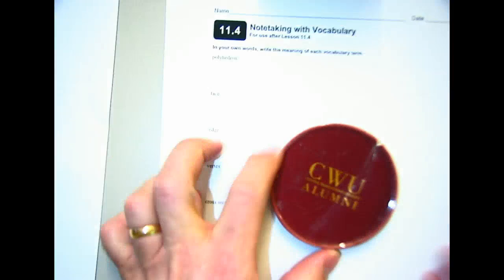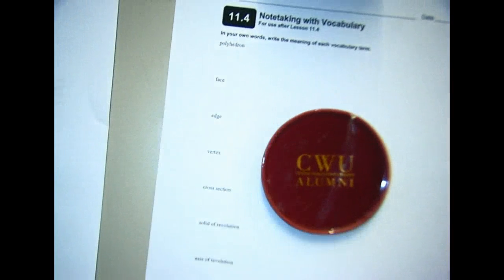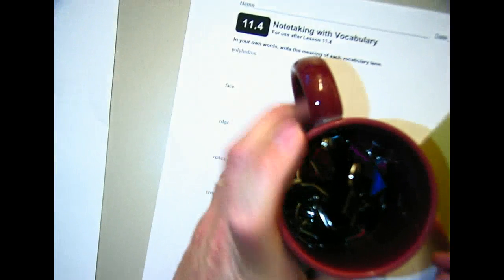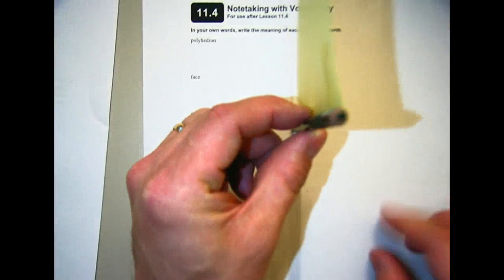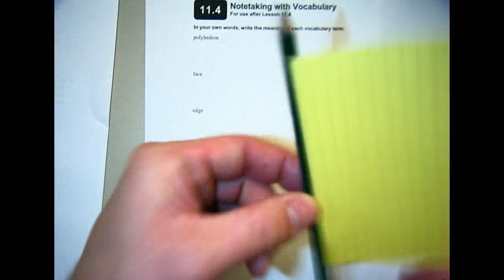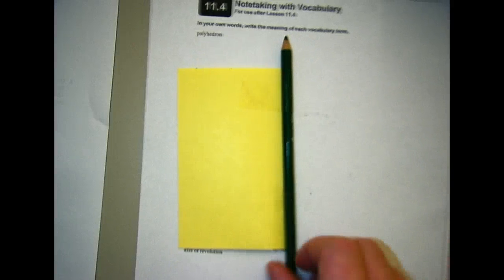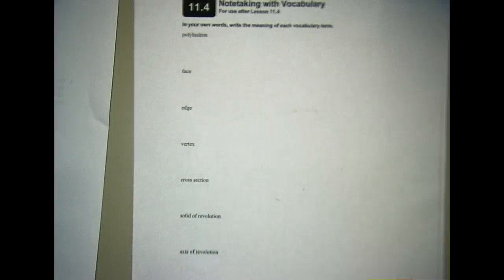Okay? So in two-dimensional, it makes a circle. In three-dimensional, it makes a cup. Okay? Or a cylinder, if you think of it that way. That's a revolution, solid of revolution. And then the axis of revolution is what you're actually rotating upon. So that'd be your pencil in this case. Okay? All right. Pretty neato, man. Okay. Any questions? All right.